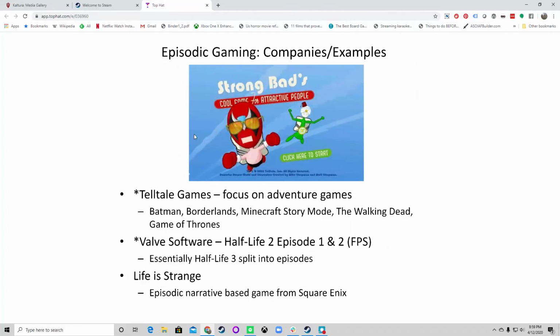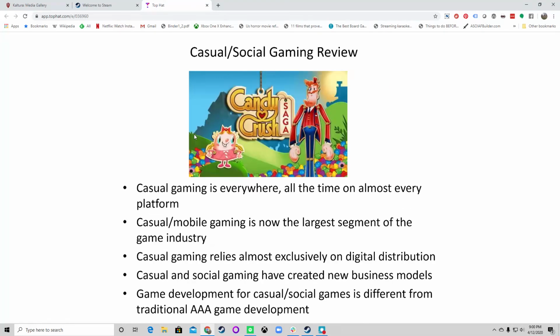A good example of this are the Telltale games, the Minecraft story mode. The Walking Dead games were very popular. They had a Game of Thrones game. Valve Software split Half-Life 2 into Episodes 1 and 2. Life is Strange is a much more recent example of this that comes out of Square Enix. So this episodic gaming idea is another idea that spins out of casual gaming.